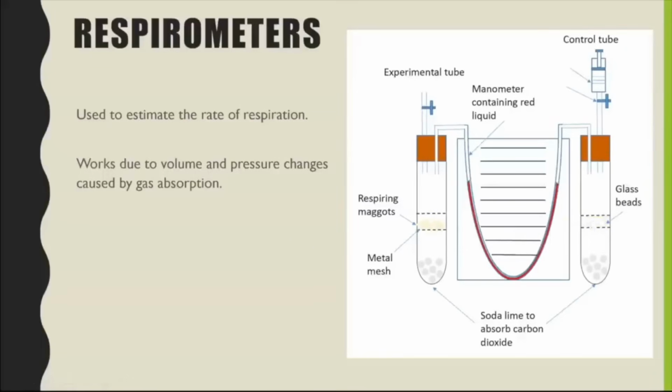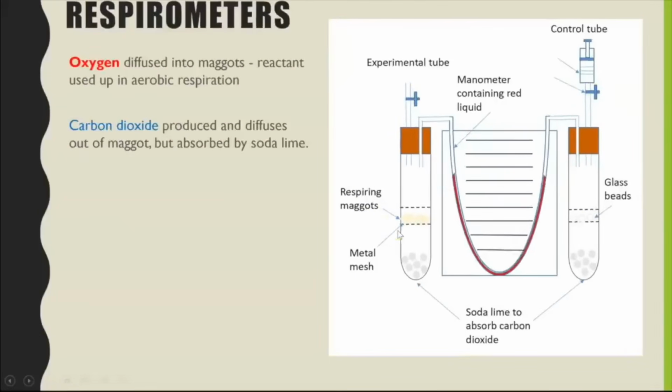So what we'd then expect is, if we have this all set up, then close the taps to make sure it's completely airtight. You then set a timer and look at how far the coloured liquid moves over a set period of time. And what we'd expect to happen is the maggots will be respiring, and for aerobic respiration they'll be using up oxygen, and that will then mean that to replace the oxygen used, oxygen from the air within the experimental tube will diffuse into the maggots.